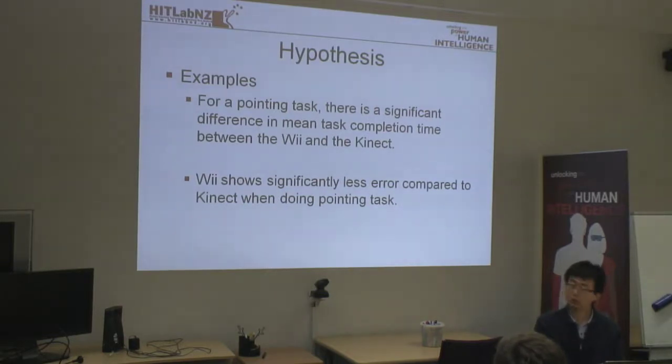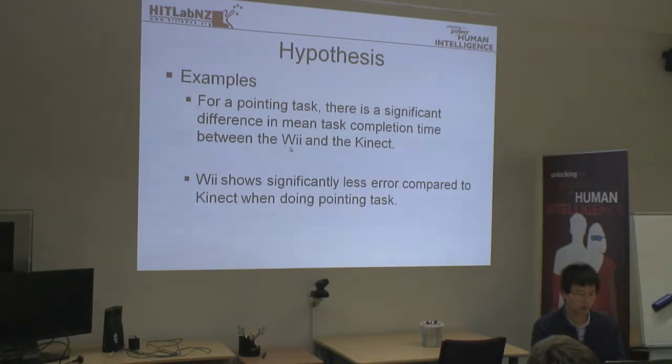So let me give you an example. These are some typical examples of HCI research hypotheses. The first one, for a pointing task, is defining the scope into a pointing task. And then there's a significant difference in mean task completion time. So mean task completion time is the dependent variable that you are measuring, right? And that difference in mean task completion time is between the V and Kinect. So V and Kinect, this type of interface, is the independent variable. So it has an independent variable, a dependent variable, and it defines a scope, what it's interested in. And it's clear enough.